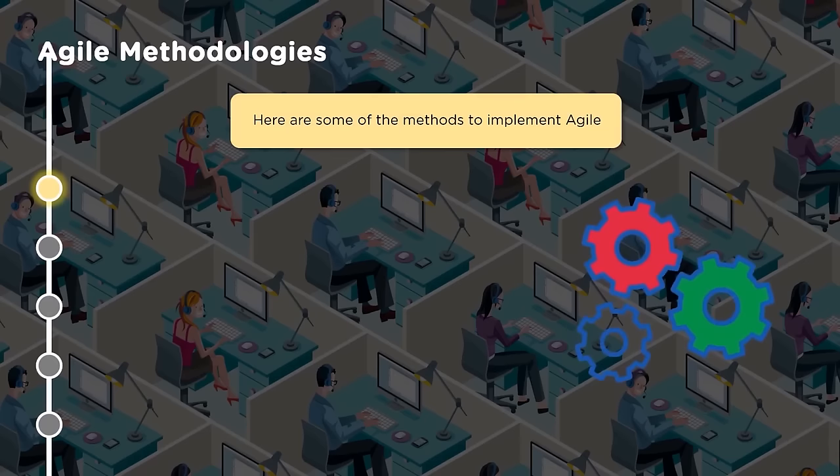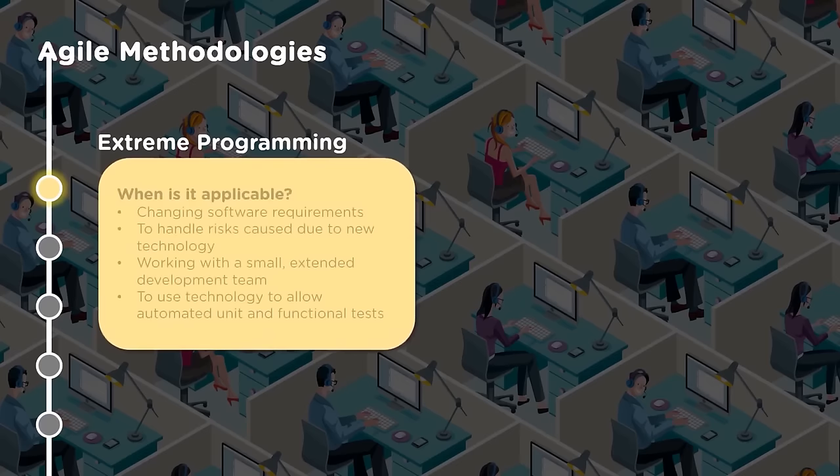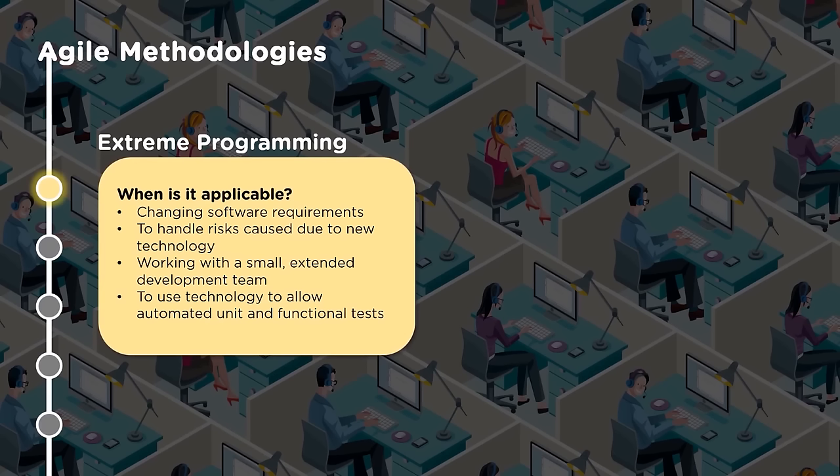The first one is XP, that is extreme programming. This is the framework that enables teams to create high quality software and improves their quality of life. So it enables software development with appropriate engineering practices. And then when is it applicable? It is applicable to the scenario where software requirements are changing, to handle risks caused due to new technology, while working with a small extended development team, to use technology to allow automated unit and functional tests. So that is about extreme programming.